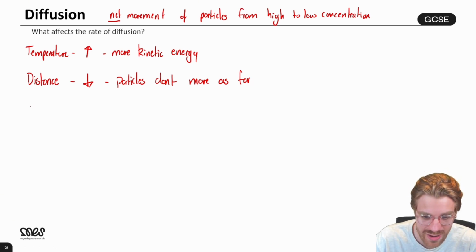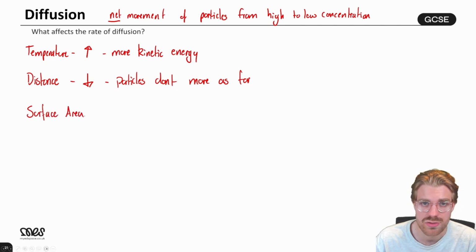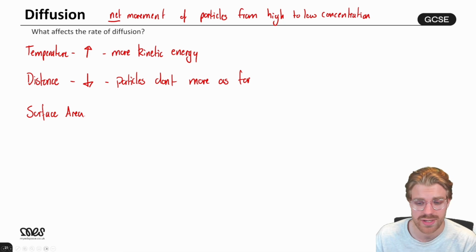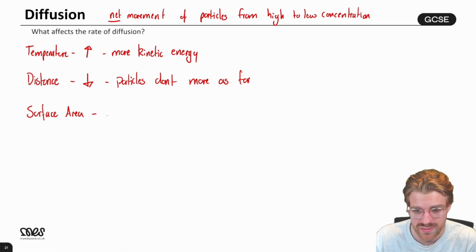As well as that, we have our surface area. The surface area refers to the total area that is available for particles to diffuse in and out of the cell. The greater the surface area, the greater the rate of diffusion.